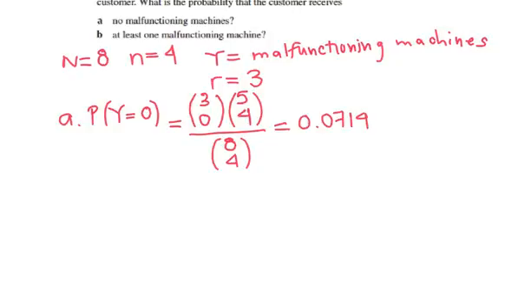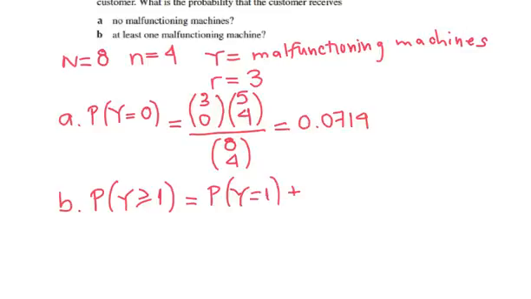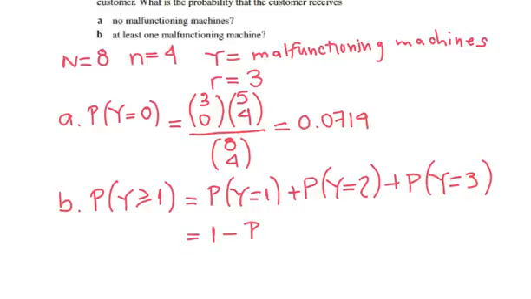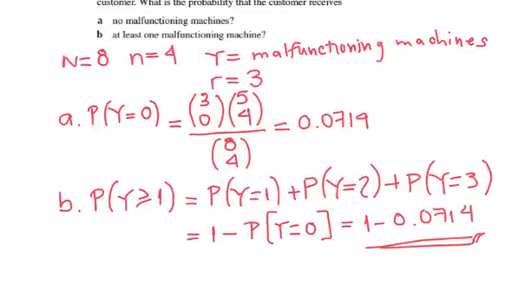Then for letter B, we want at least 1, so this would be greater or equal than 1. You can do Y equals 1 plus Y equals 2 plus Y equals 3. And that's it, because R is 3. Or you can do the complement, Y equals 0, that you already have this one. So probably it's better if you do it this way.